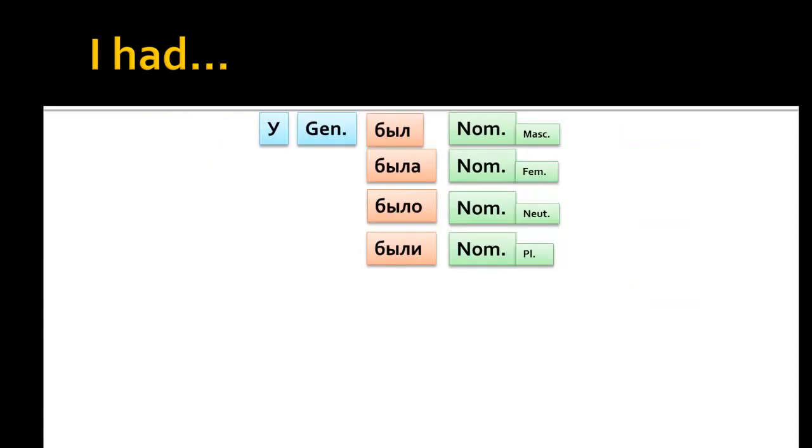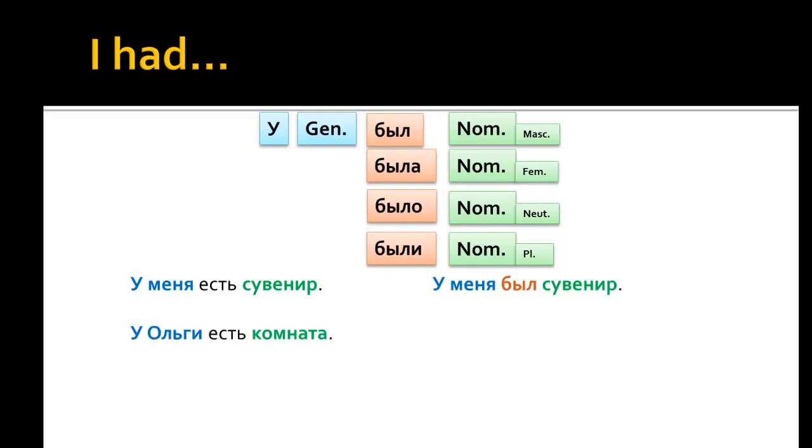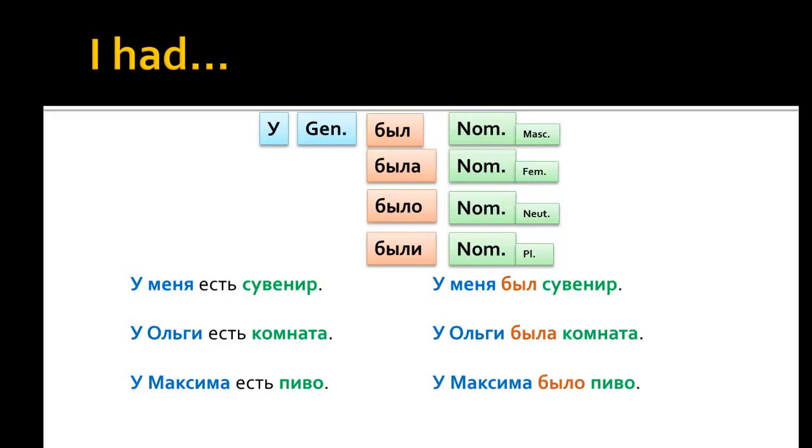Let's take a look at some examples. You remember how to say in the present tense that you have something. For example, у меня есть сувенир. Now to say it in the past tense, you just replace есть with был, because souvenir is masculine. У Ольги есть комната becomes у Ольги была комната, because комната is feminine. У Максима есть пиво becomes у Максима было пиво, because пиво is neuter. У брата есть деньги becomes у брата были деньги, because деньги is plural in Russian.